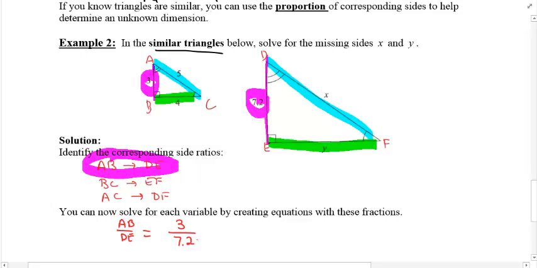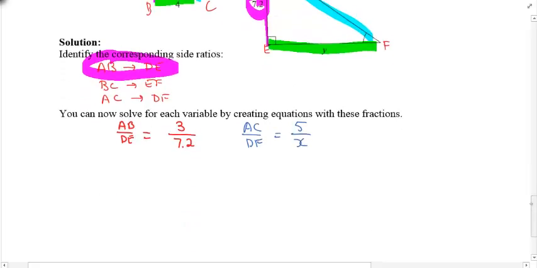So here's my ratio. And if I'm making this equal to, let's just compare now the blue stuff, which would be AC over DF, that would be 5 over X. So using these two sets now, 3 over 7.2 equals to 5 over X. Notice you've got a nice proportion. Go ahead now, solve by cross multiplying.